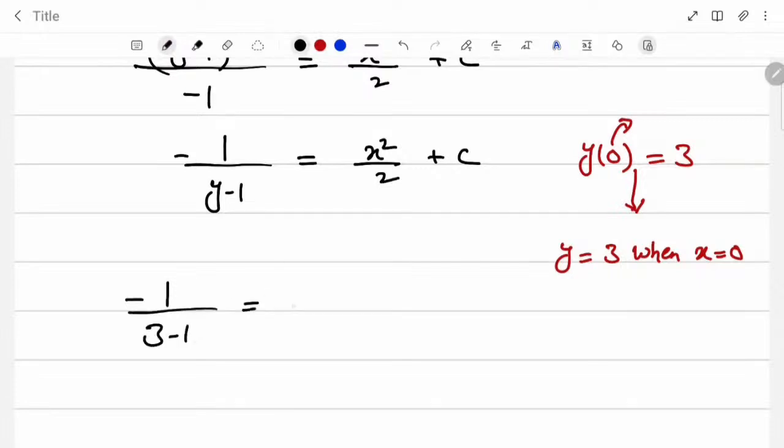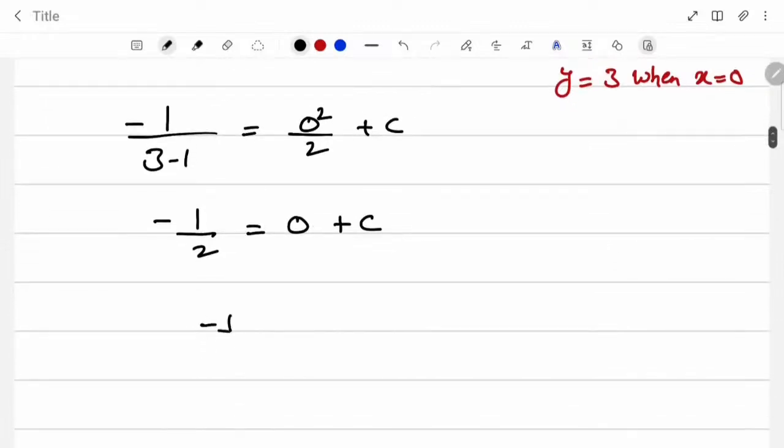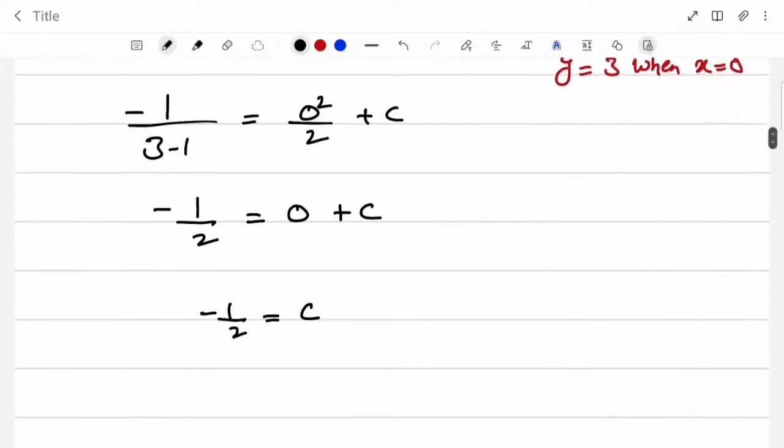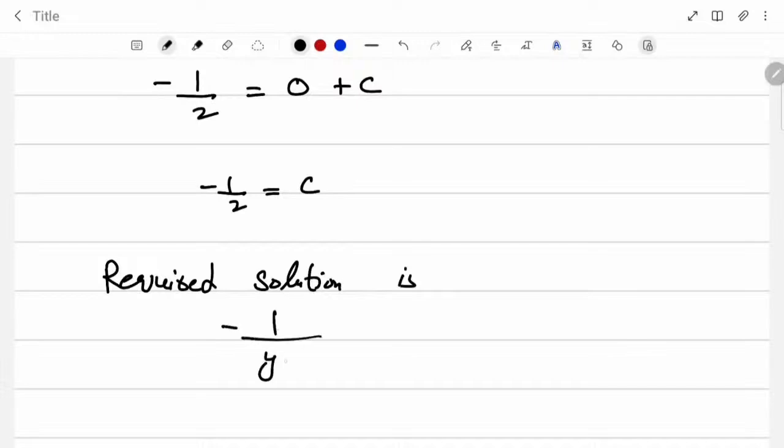Minus 1 over (3 minus 1) equals 0 squared by 2 plus c. So there we have minus 1 by 2, this is 0 plus c. So minus 1 by 2 equals c. So now we have the value of c. We just need to plug it into the differential equation. So the required solution is minus 1 over (y minus 1) equals x squared by 2 minus 1 by 2.